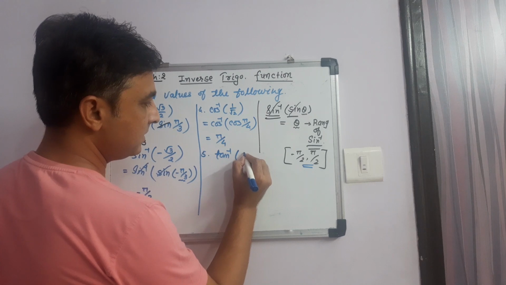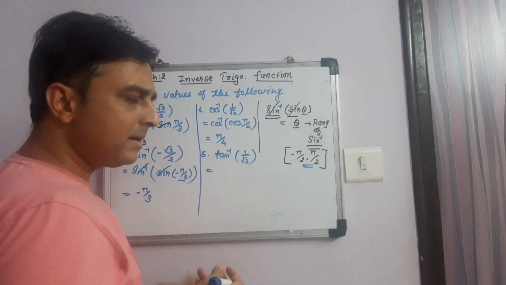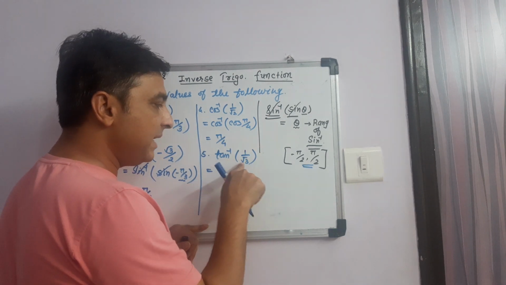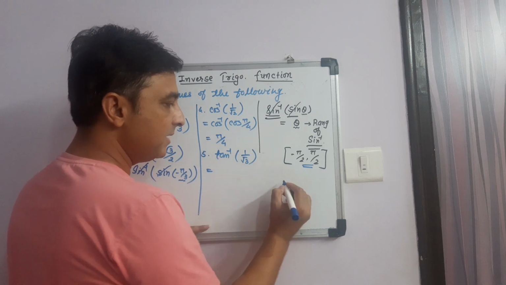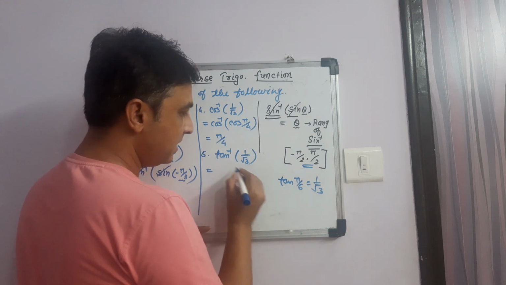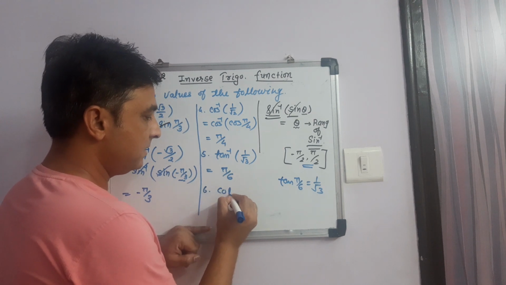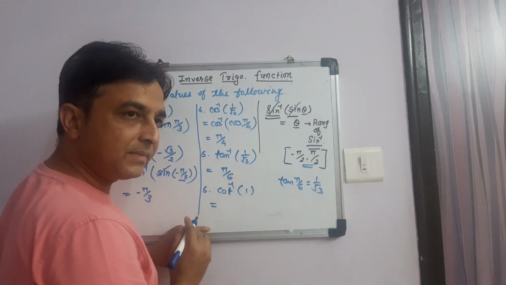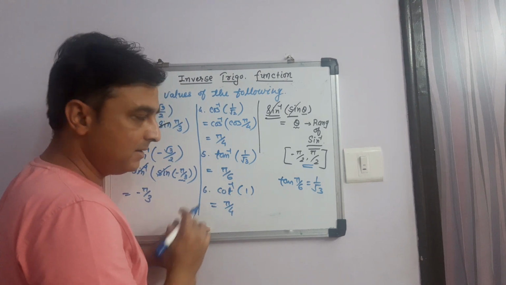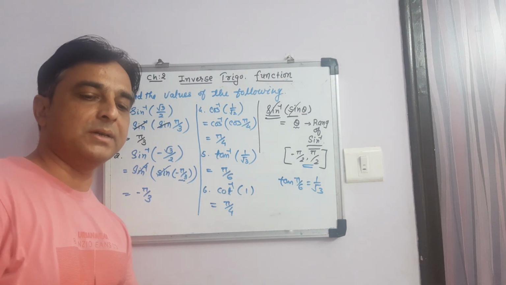Tan inverse 1 by root 3. We can directly take the value of theta for which tan becomes 1 by root 3. So we know that tan pi by 6 is equal to 1 by root 3. So this answer is pi by 6. Cot inverse 1. So we know that cot pi by 4 is 1. Like that we have to find the values of inverse trigonometry function.